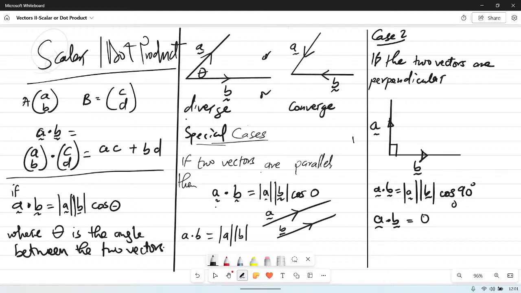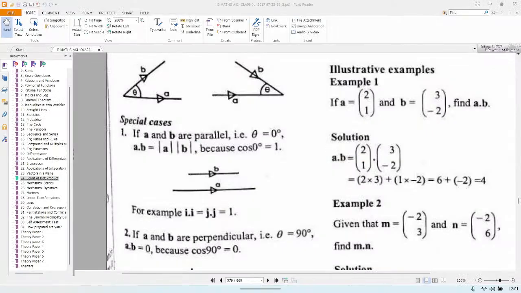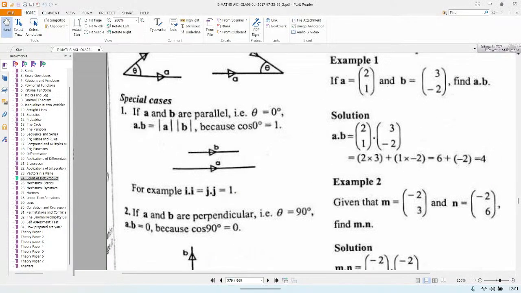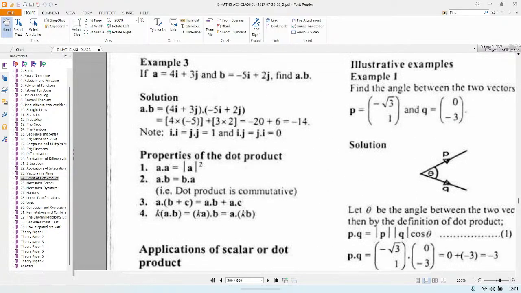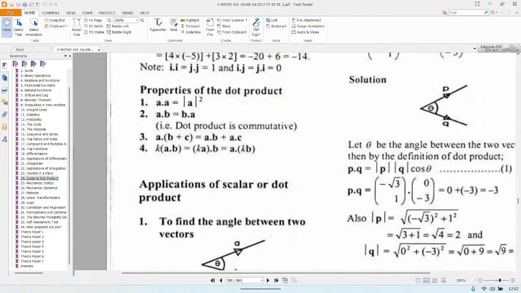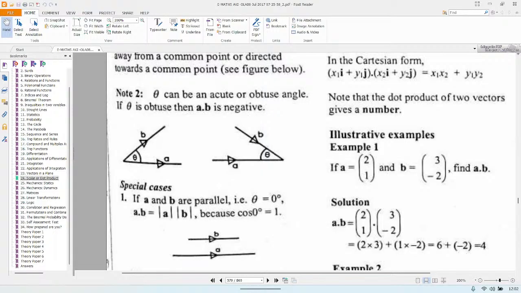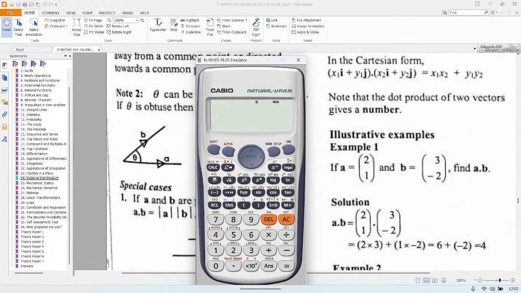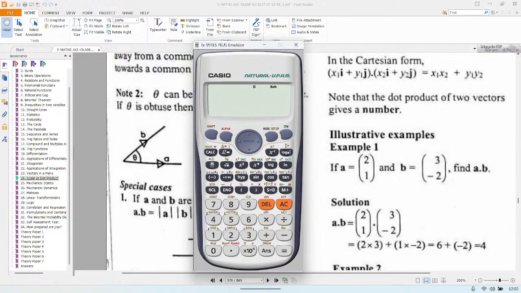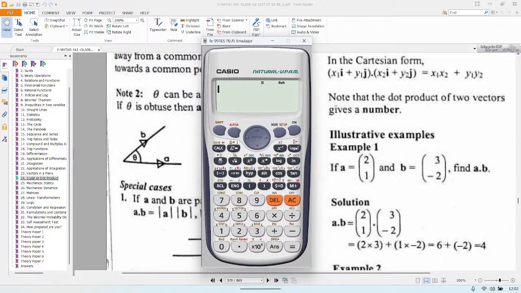Okay, you can screenshot this one. All of these are examples. I'm sure you can do them. But we can also use the calculator to do it and see. Let's solve this one. You know how to solve dot product on the calculator.